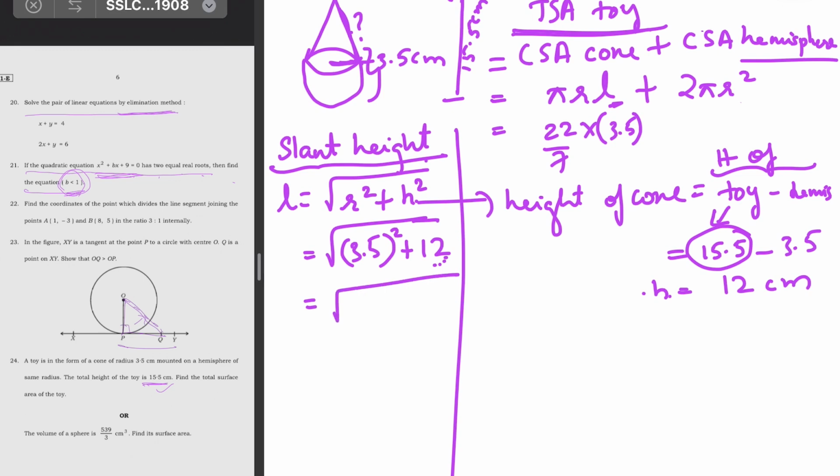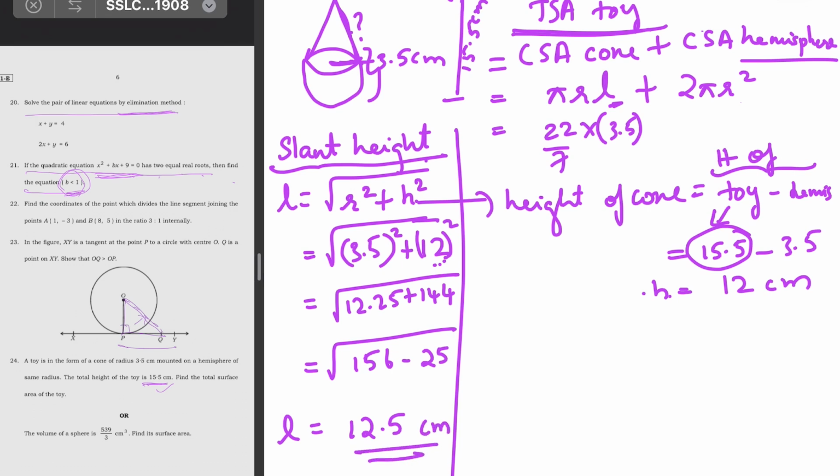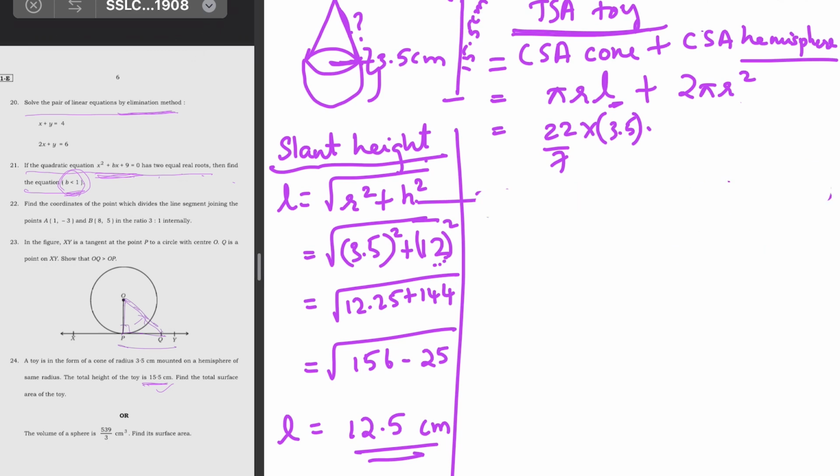So, 3.5 square is 12.25, and 12 square is 144. That is equal to root of 156.25. Nothing but the slant height is 12.5 centimeter. Now we will be substituting the value of L here in the formula. So the value of L is 12.5 plus 2 into 22 by 7 into 3.5 square.